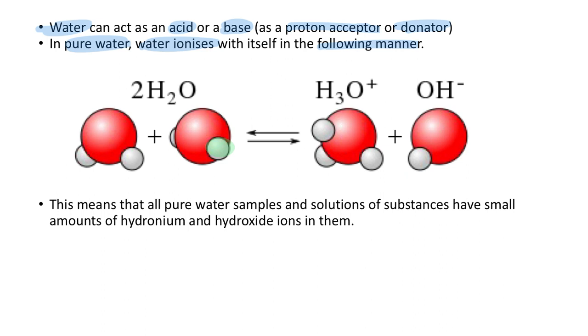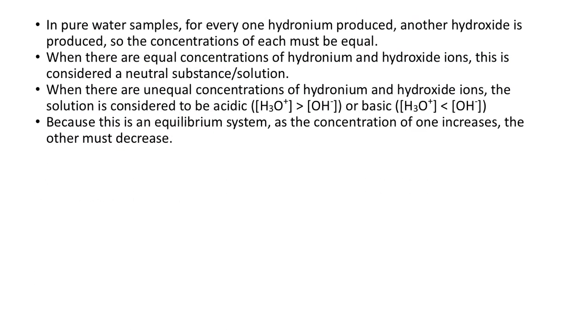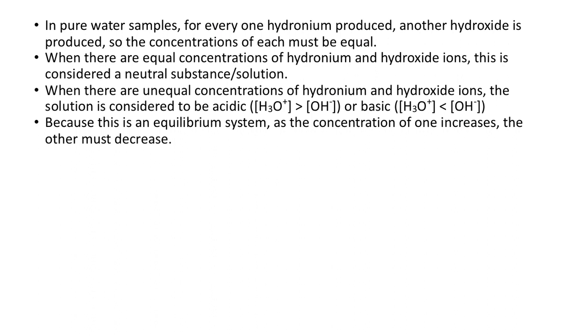So this means that all pure water samples and solutions effectively have a small amount of hydronium and hydroxide ions in them. The idea is that these hydronium and hydroxide ions in small amounts are always there, even in pure water samples. So in pure water samples, for every one hydronium produced, another hydroxide is produced. Therefore the concentrations of each must be equal.